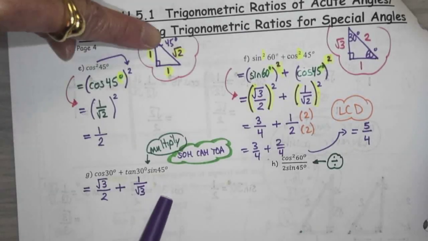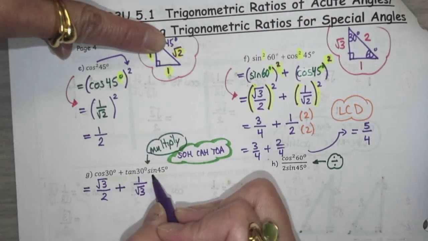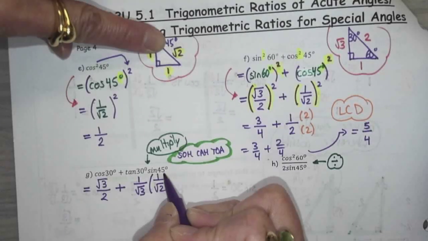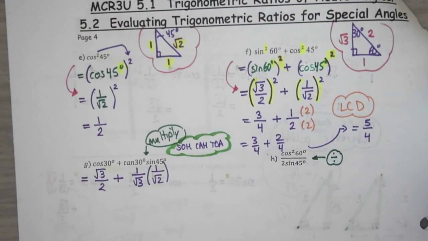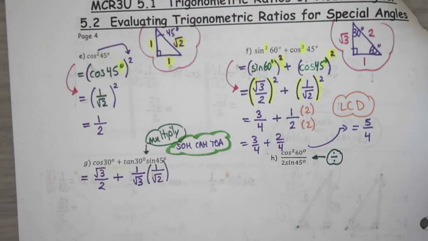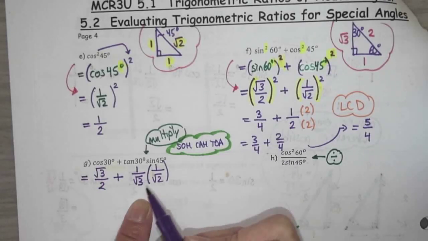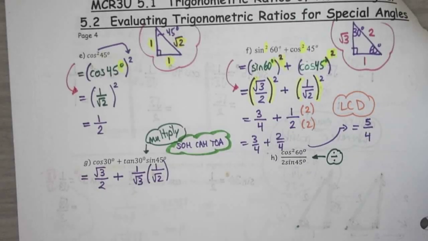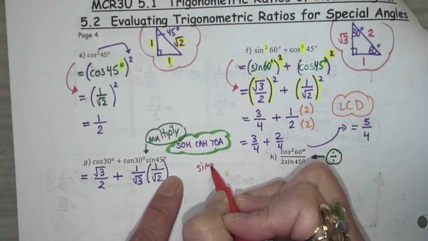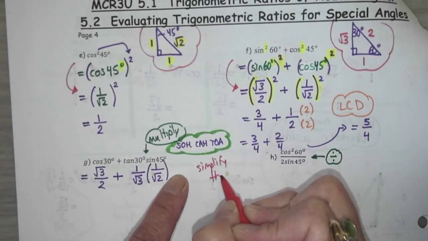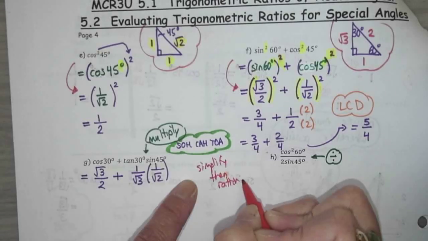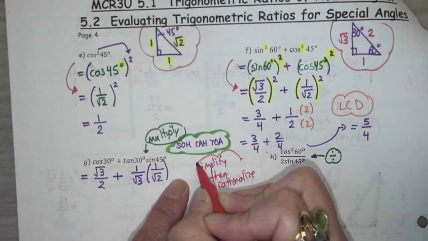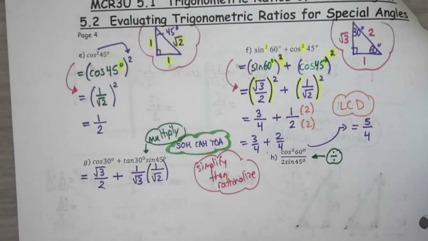Sine of 45 is 1 over root 2, right? So you go 1 over root 2. Okay, before you rationalize, simplify before you rationalize. So I'm going to simplify and then I'll rationalize in a bit. If you rationalize too fast, you're going to have to rationalize more often. So simplify first, then rationalize. So simplify, I'm going to write that down. Simplify, then rationalize. And you might have to rationalize, simplify again, but don't rationalize right away.